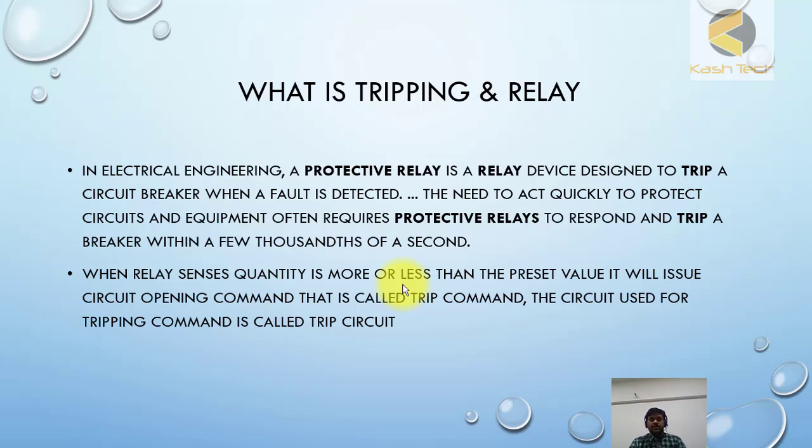So the lower definition is prepared by me. It is very simple to understand, and the upper one is a textbook definition. So what is basically a tripping relay or tripping circuit?